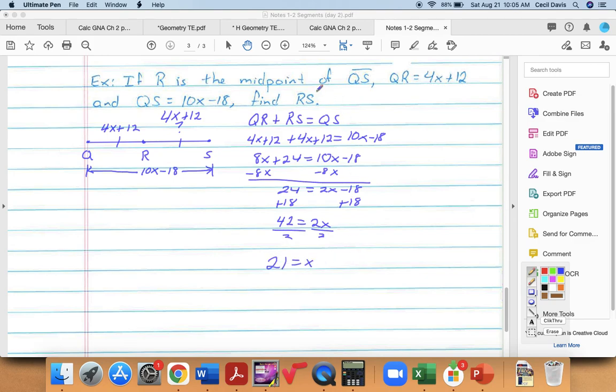Again, on this one, they didn't ask us just to find x. They want you to find the length of RS. So the length of RS is 4x plus 12, so that's 4 times 21 plus 12. 4 times 21 is 84 plus 12 gives me that the length of RS is 96.